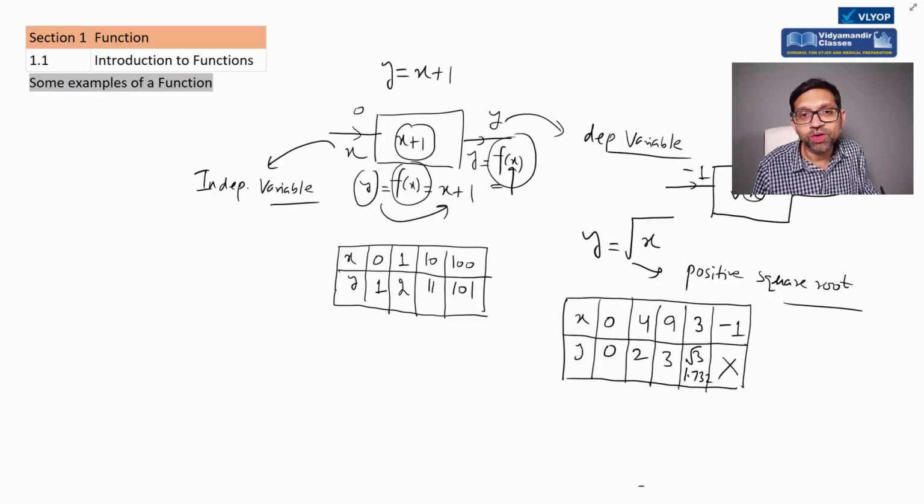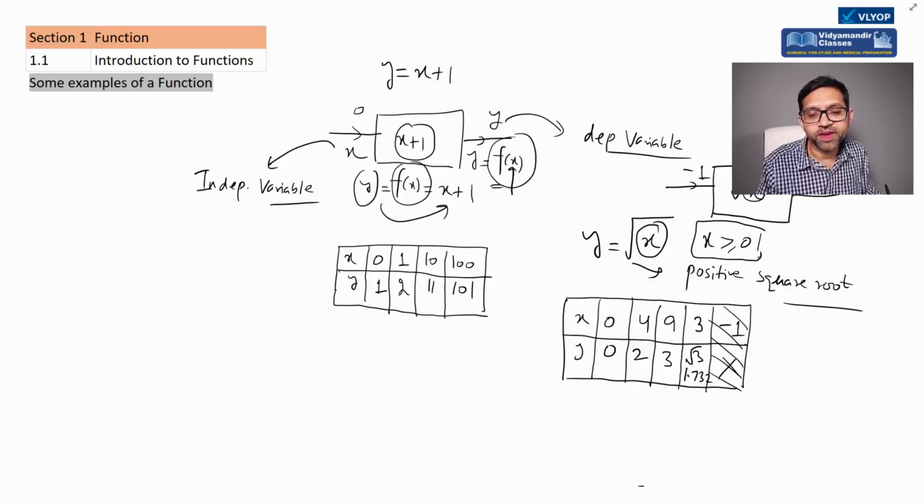Nothing will come out. Because root of minus 1 is not a real number, and this function can return only a real value. So minus 1 is something we cannot replace here. This function does not accept negative values, right? The values x can take are only non-negative values, 0 or more. X is greater than or equal to 0, that's non-negative values.